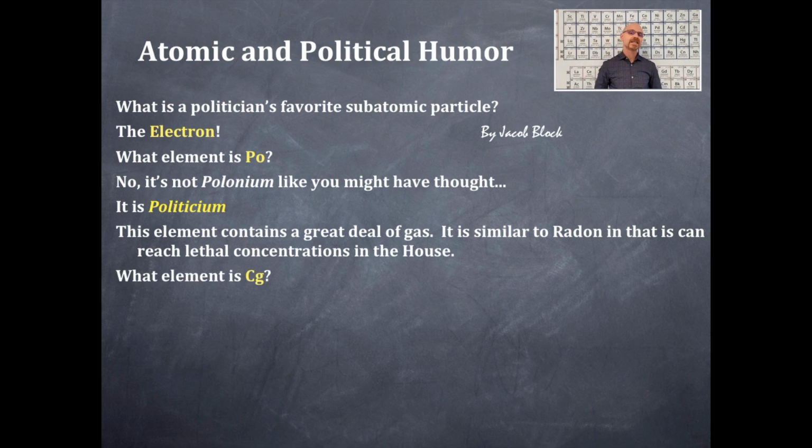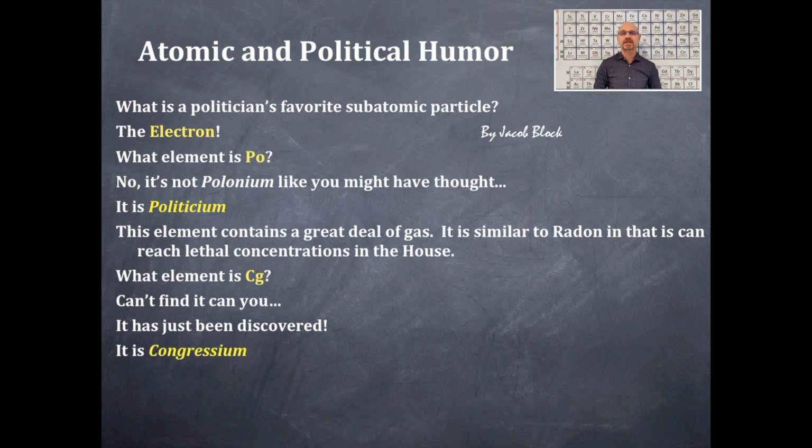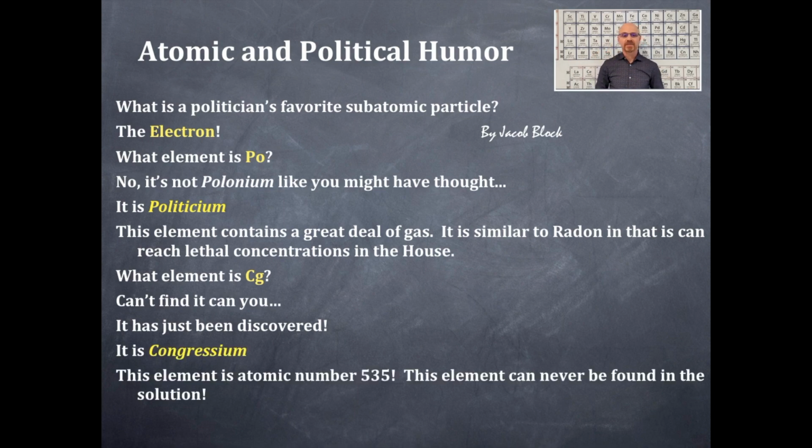What element is Cg? Can't find it on the periodic table, can ya? Well, it's just been discovered. It's congressium. This element is atomic number 535. This element can never be found in the solution.